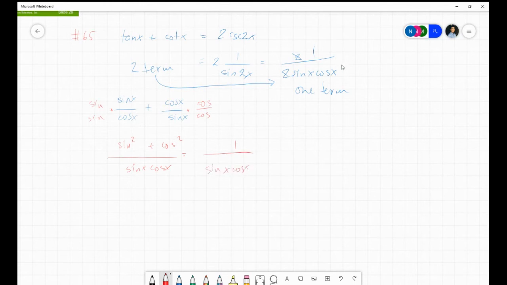So now you can continue to go from here. So just go backward, okay? So now here you can convert this 1 to sine squared plus cosine squared over sine x cosine x. Then you break it into 2 to get this, and then you end up with tangent x plus cotangent x. Okay? Oh, okay. Yeah. All right.